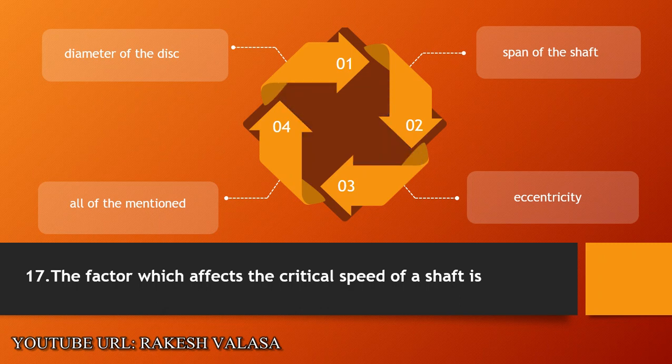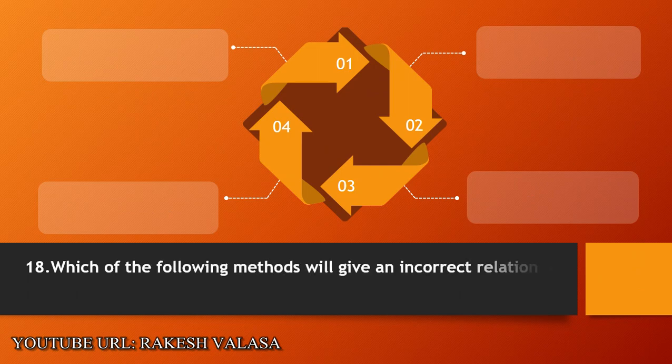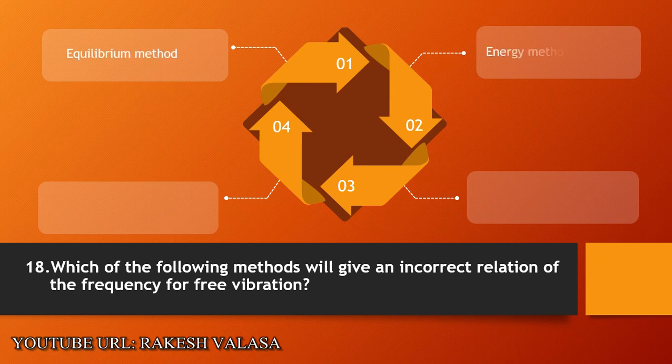The correct answer is option 4, all of the mentioned. Question number 18. Which of the following methods will give an incorrect relation of the frequency for free vibrations? Option 1, equilibrium method; option 2, energy method; option 3, Rayleigh's method; option 4, Klein's method.